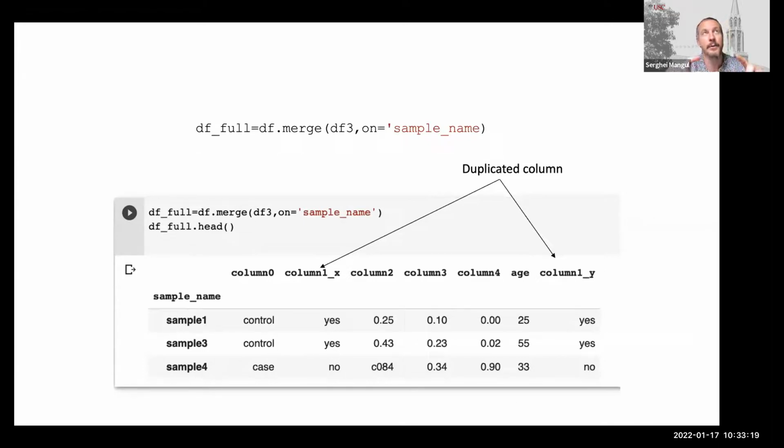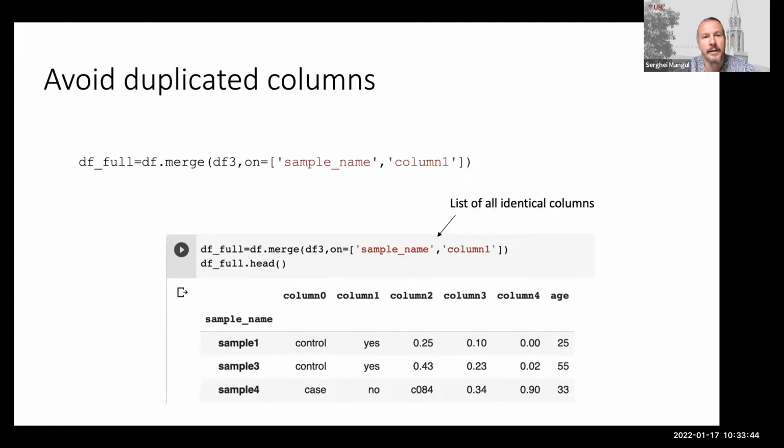It is the column required to be shared, but Python didn't expect more. So what it does, it notices that there is a column 1 being shared between the 2 data frames. So it will handle it like this. It will create duplicated columns. It will say column 1 underscore X and column 1 underscore Y.